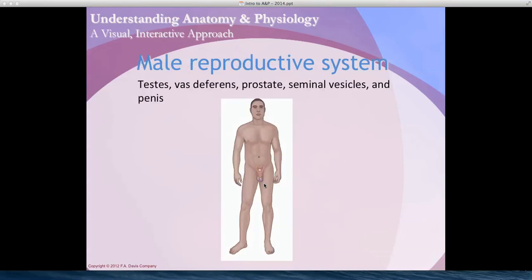The male reproductive system is made up of the testes, the vas deferens, the prostate, the seminal vesicles, and the penis. Key functions here: production and delivery of sperm and secretion of testosterone, which is a sex hormone. So we have hormone production. We also have sperm, which plays a role in the reproductive cycle.